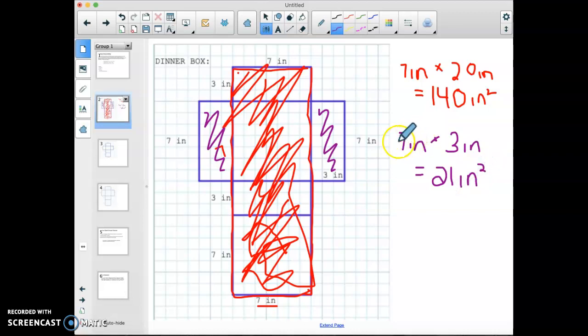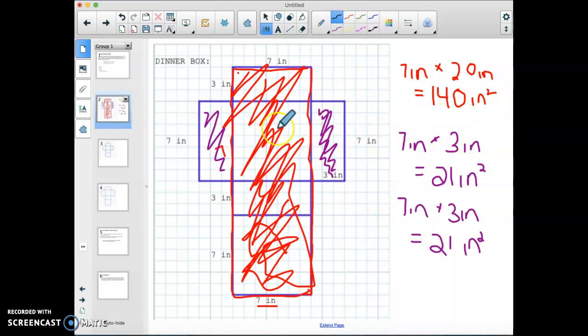But we're not fully done yet. We still have this one to do. It's the exact same measurements as this side. So we know that it's going to be another 21 inches. Do the 7 times 3. I would apologize to my students for how horrible my handwriting looks. But the answer would once again be 21 inches squared. We still have one more step to do.